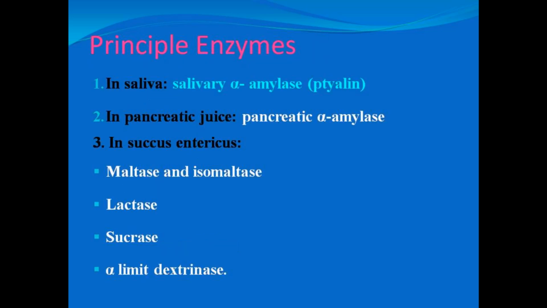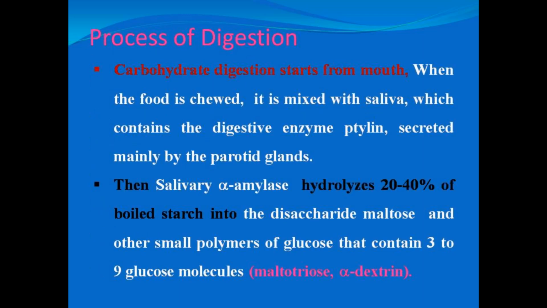Now the fourth one is principal enzymes needed for the digestion of carbohydrate. In saliva, we find salivary alpha-amylase or ptyalin. In pancreatic juice, we find pancreatic alpha-amylase. In succus entericus, there are maltase and isomaltase, lactase, sucrase and alpha-limit dextrinase. Here is the list, but not the last, that is process of digestion.